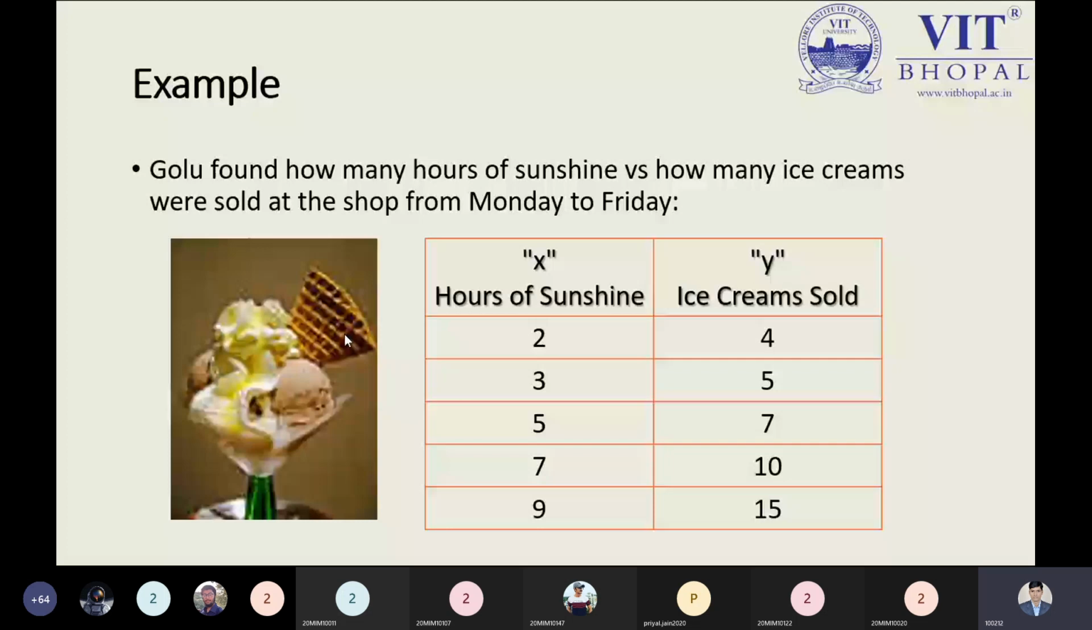So here, X is the hours of sunshine, and Y is the ice cream sold. Based on this, the number of hours is the independent variable, and Y, the ice cream sold, is the dependent variable. Based on the hours of sunshine, the ice cream sold will be evaluated. So now this is the problem. Is it clear to all right now?